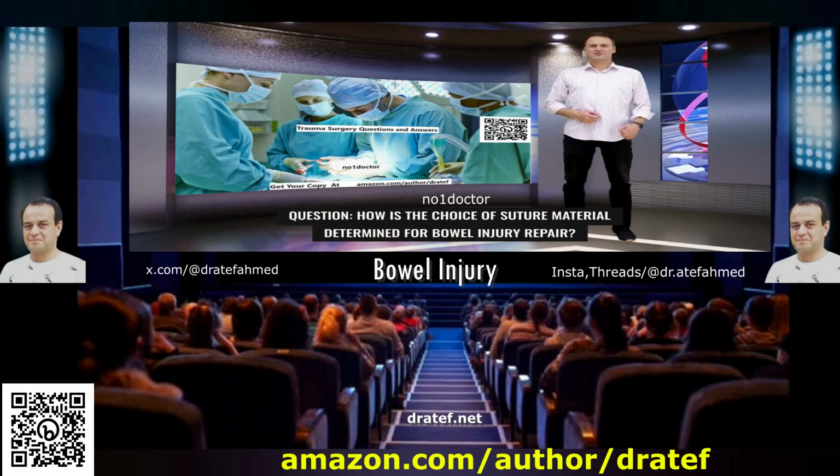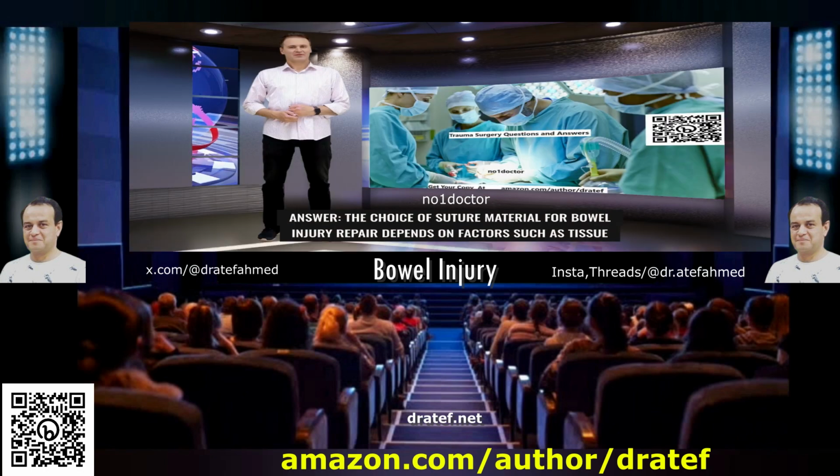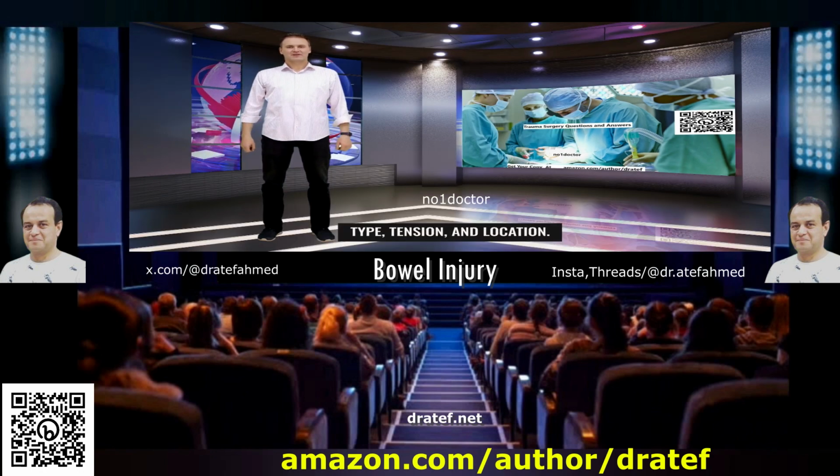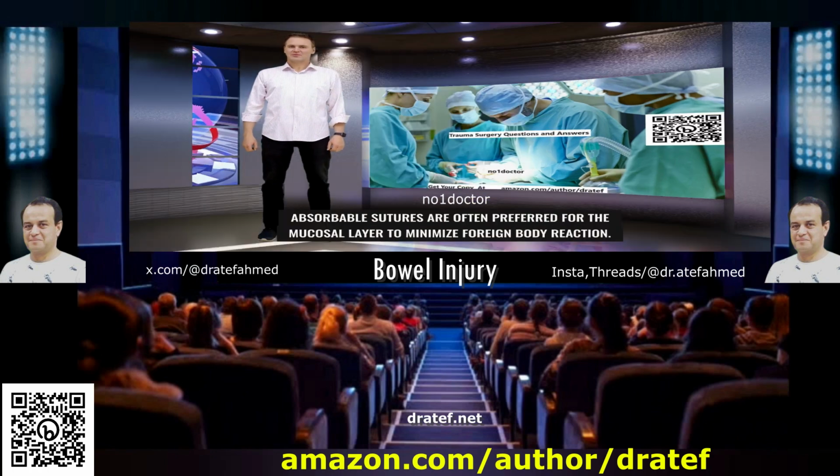Question: how is the choice of suture material determined for bowel injury repair? Answer: the choice of suture material for bowel injury repair depends on factors such as tissue type, tension, and location. Absorbable sutures are often preferred for the mucosal layer to minimize foreign body reaction.